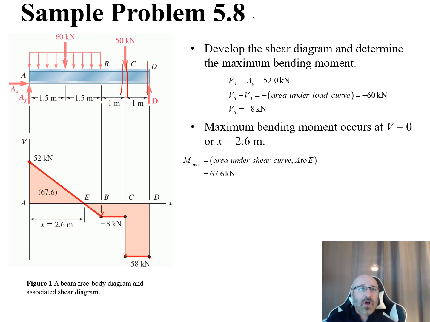And if we did it right before our final support there, this is negative 58 there. So we could draw our line from 52 right down to negative 8, from negative 8 to negative 8 right before that 50 kilonewton load. And when that's added right there, it goes from negative 58 to negative 58 right there. And that is our shear diagram.